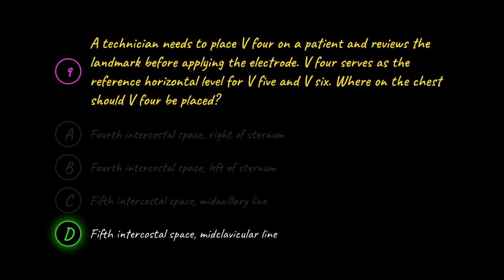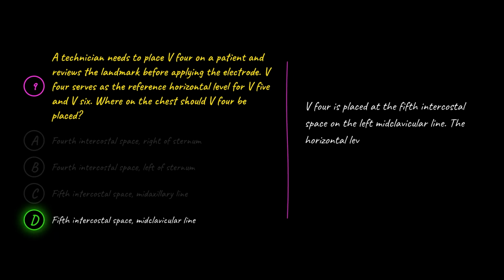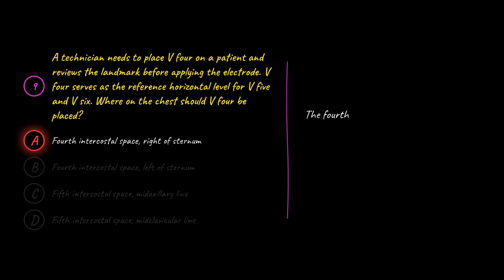The correct answer is D. 5th intercostal space mid-clavicular line. D is correct because V4 is placed at the fifth intercostal space on the left mid-clavicular line. The horizontal level set by V4 becomes the reference plane for V5 and V6 in the anterior axillary and mid-axillary lines. A is wrong because the fourth intercostal space to the right of the sternum is the V1 location.